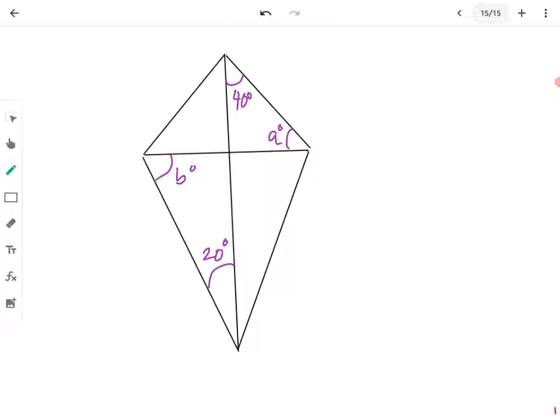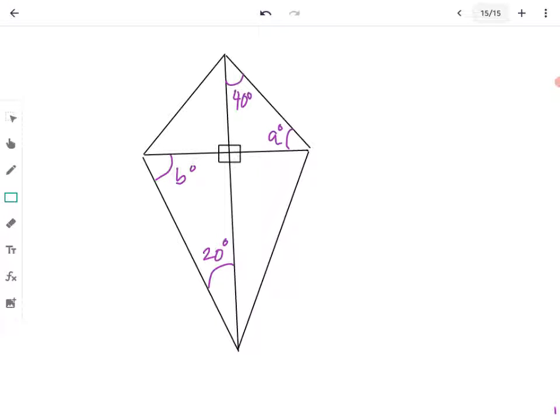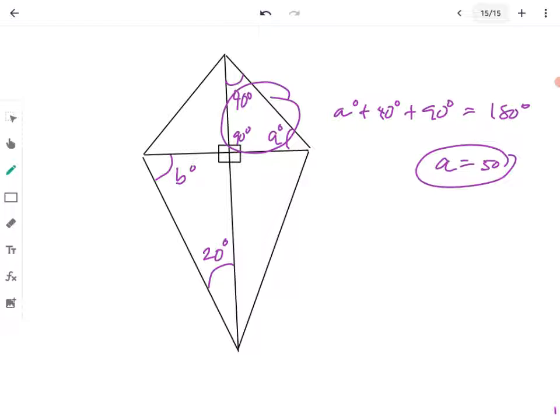Next, we have one property of a kite, that the diagonals cut each other at right angles, meaning this becomes 90 degrees here. As you can see, this is also 90 degrees. Therefore, we can use again the angle sum of a triangle. So we have a degrees plus 40 degrees plus 90 degrees equals 180 degrees. That gives us a being 50. Angle sum of a triangle.